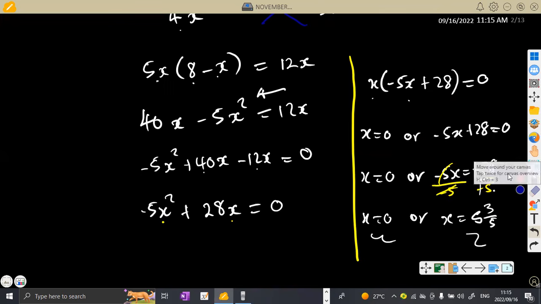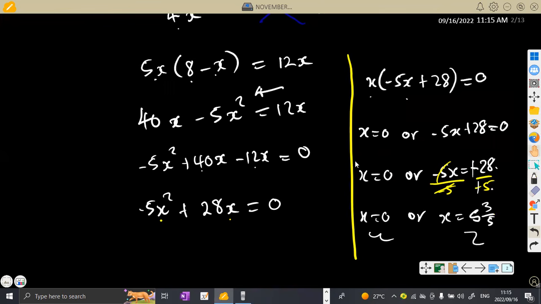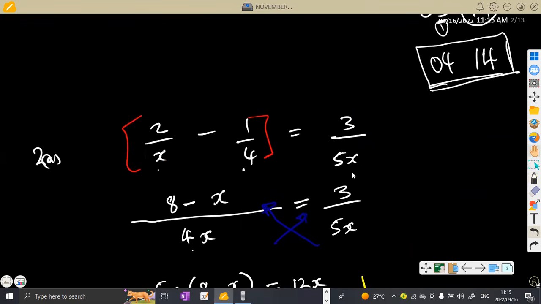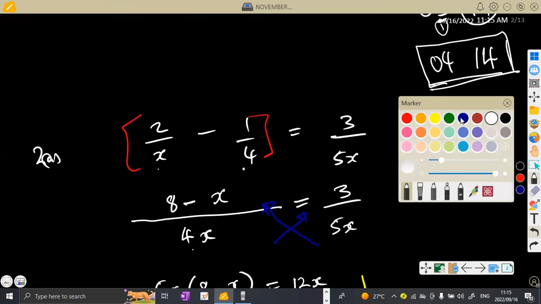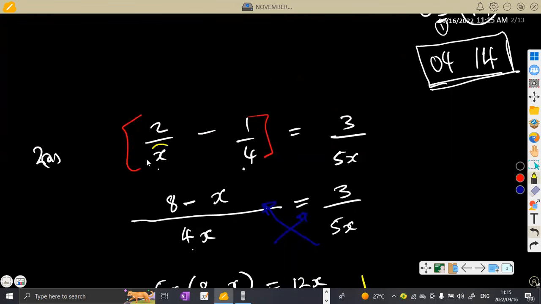But now let us cross-check, do these values make sense? If we are to cross-check, when x is equal to 0, it is not going to make sense. Why? Because we can never have a condition whereby the denominator here is equal to 0. We do not have something like 2 over 0. It's actually infinite. We do not have an answer for that. The denominator is not supposed to be equal to 0. If you see here, it's also 0 here. So which means x can never be equal to 0 on this one.